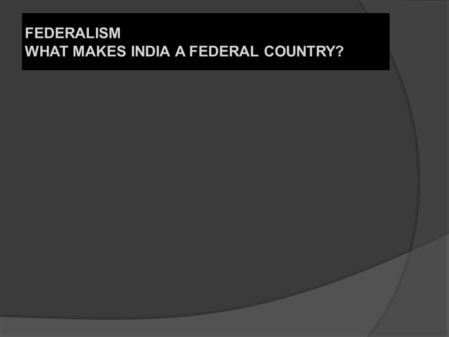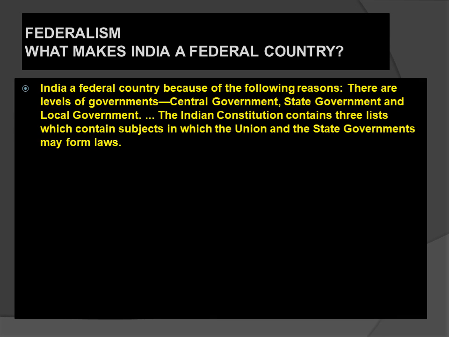Moving towards the next slide, that is what makes India a federal country. Let us start. India is a federal country because of the following reasons. Number one, there are three levels of government: central government, state government, and local government. The Indian Constitution contains 3 lists, which contain subjects on which the union and the state governments may form laws. We call them union list, state list, and concurrent list.